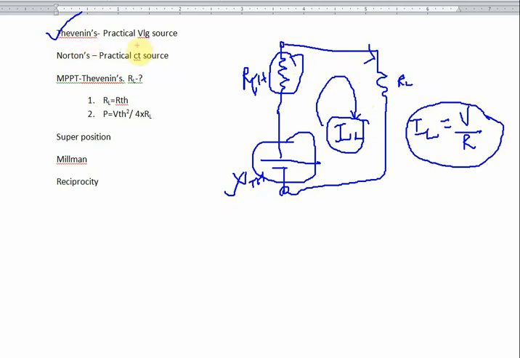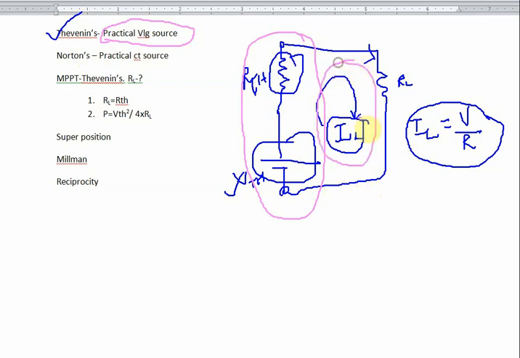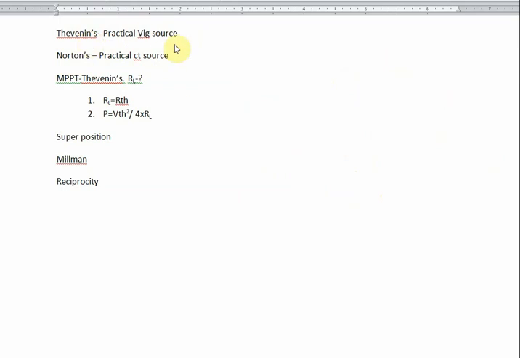I will repeat again. What is a practical voltage source? This is a practical voltage source. A practical source is connected across the load, and you find out the load current. So it is called Thevenin's theorem. How do you find the load current? A practical voltage source is connected across the load, and you find out the load current. So this is about Thevenin's theorem.